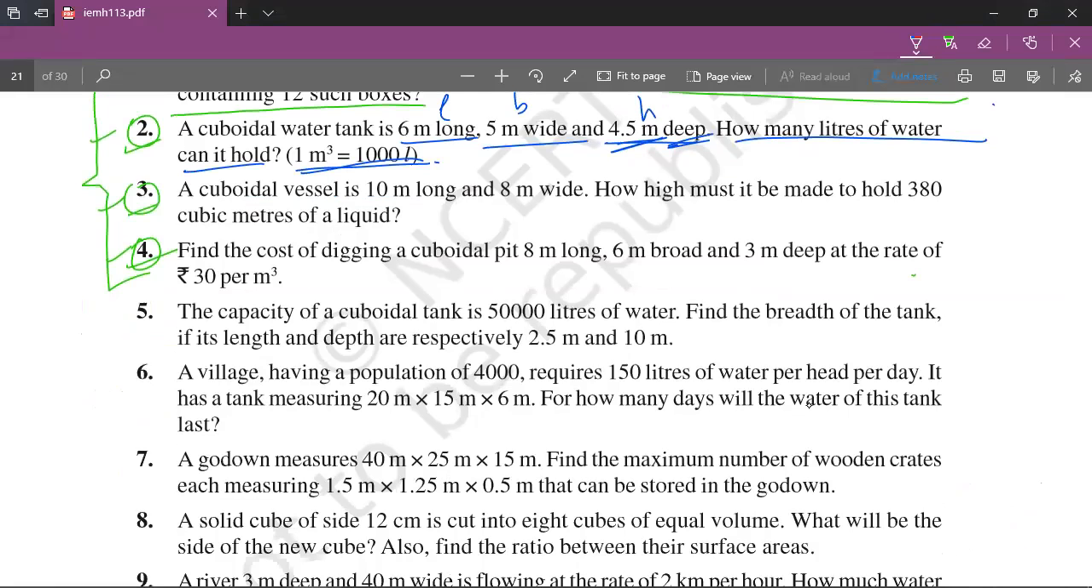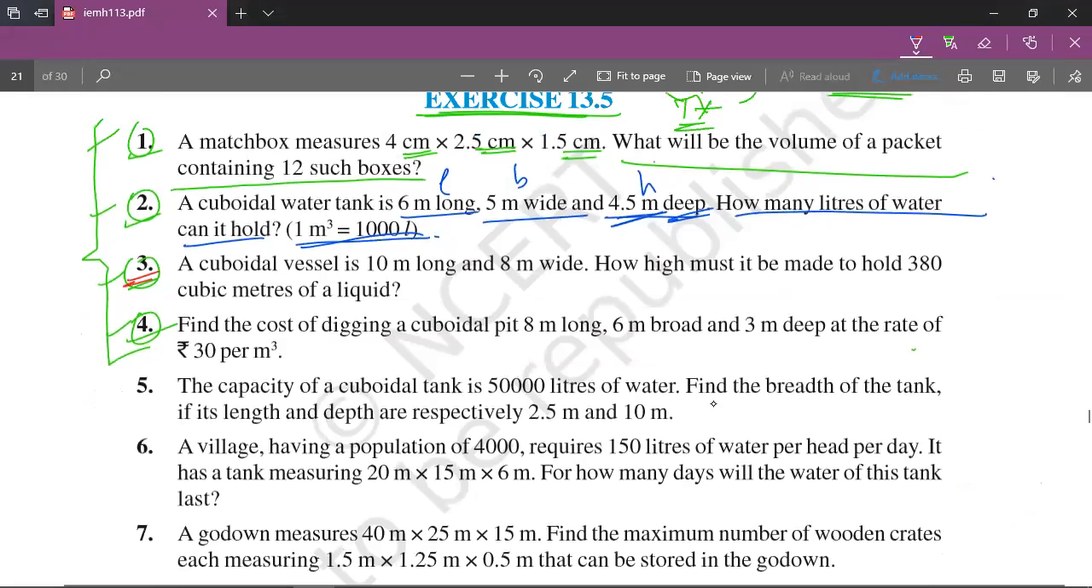Our third question states that a cuboidal vessel is 10 meter long. So this is the length, and 8 meter wide, that is the breadth. But in this question, the height is not given. So don't panic. We'll go to the next question and look at what needs to be done. How high must it be? High means height. And it is asking us to find the height of the cuboid.